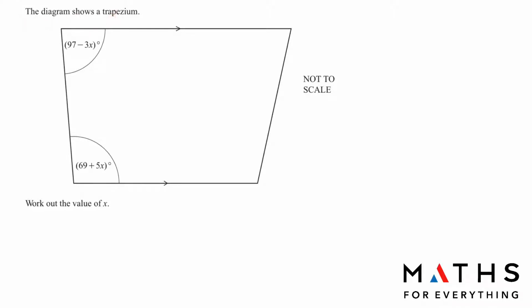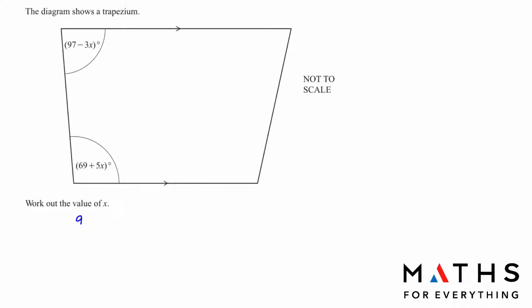The diagram shows a trapezium. In a trapezium, the opposite two lines are parallel. So they have marked it that this line is parallel to this line. If two lines are parallel and they are cut with a transversal, the co-interior angles add up to 180. So this plus this is equal to 180.